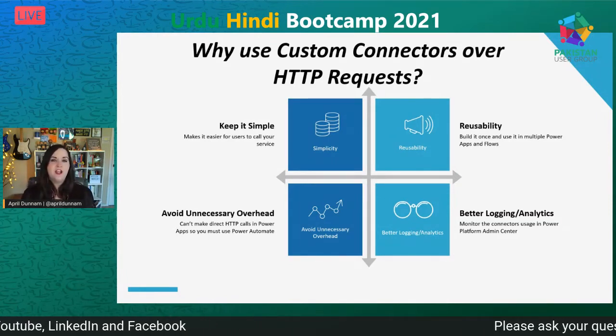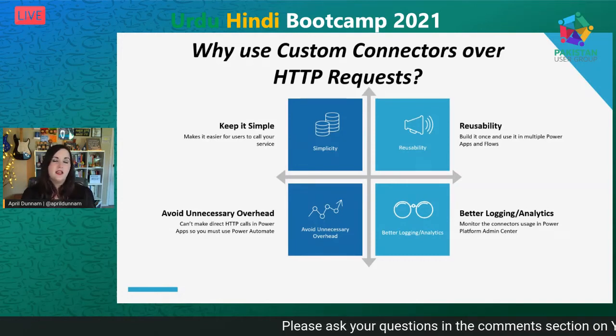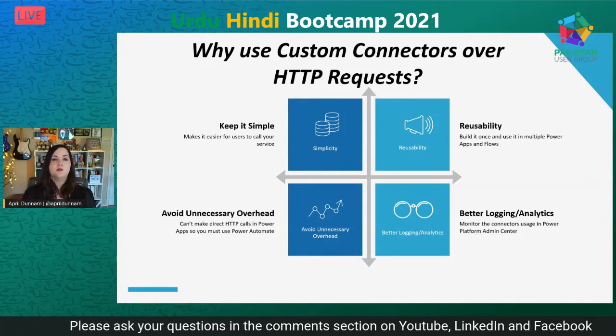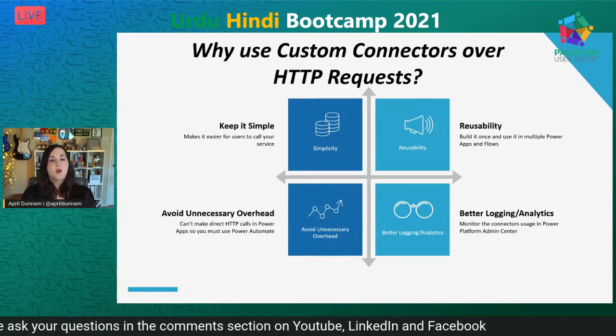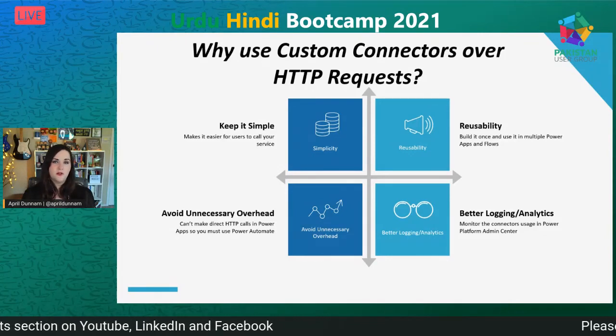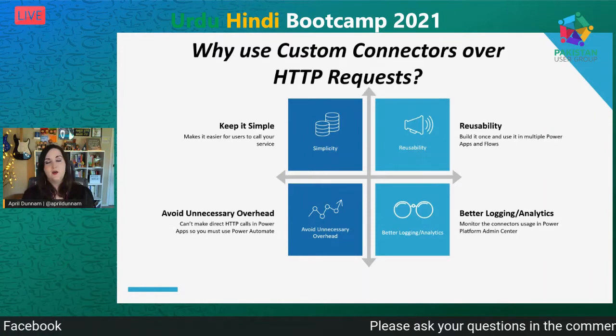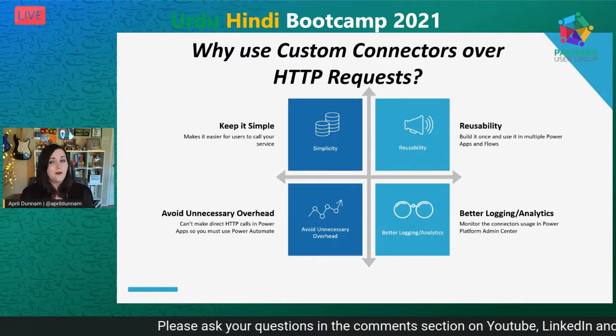Those HTTP actions aren't really reusable. You can only use them in Power Automate. If we wanted to use it in Power Apps, we'd have to do a special call to a flow and all that. We build one connector once, and we can use that across the entire Power Platform. So it's highly reusable. It reduces that overhead so that, again, I don't have to create a flow just to call a connector if I really only want to use that connector in a Power App.